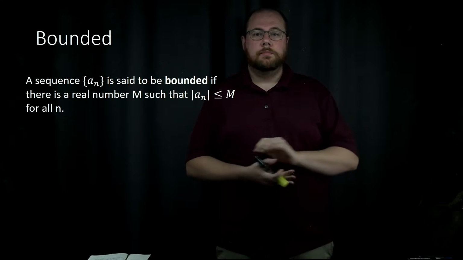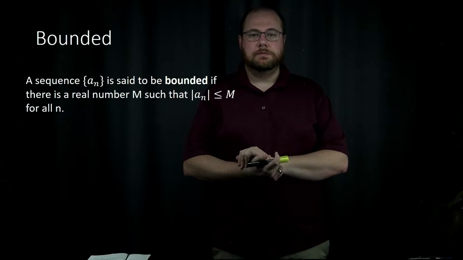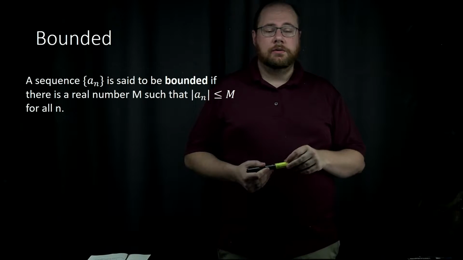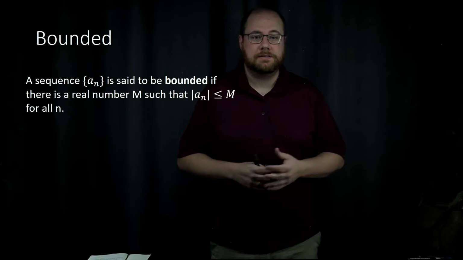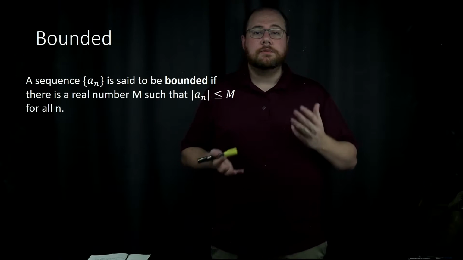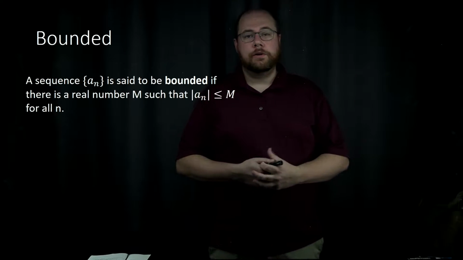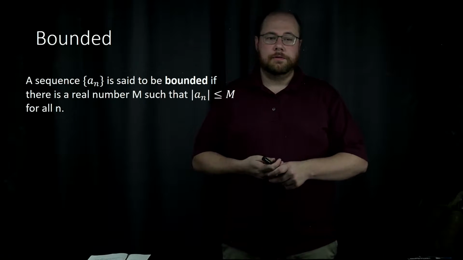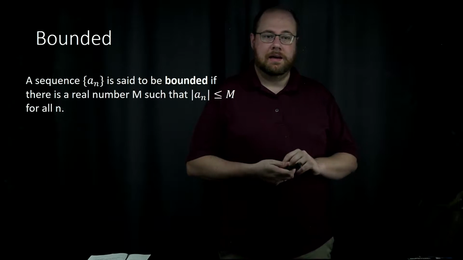So now that we have some basic vocabulary about sequences, I want to introduce some key concepts here. The first one that we're going to talk about is the idea of a bounded sequence. We'll say that a sequence is bounded if you can find a real number capital M so that the absolute value of a sub n is less than or equal to capital M for all indices n.